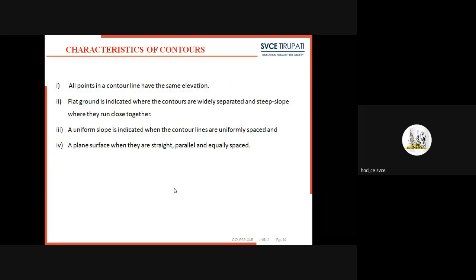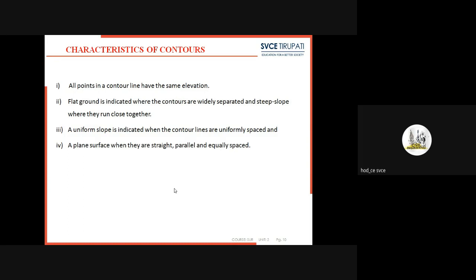Okay. Next, the characteristics of the contour. Here, what are the characteristics of the contour lines? All points in a contour line have the same elevation. That we know, because only same-elevation points we are going to join, right? By using an imaginary line, but it is a parabolic curve only, right? Not only in the parabolic curve, wherever the elevation is the same along the direction, we have to join the line between the two points.